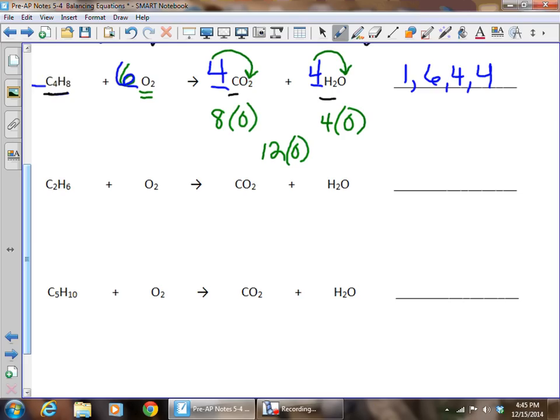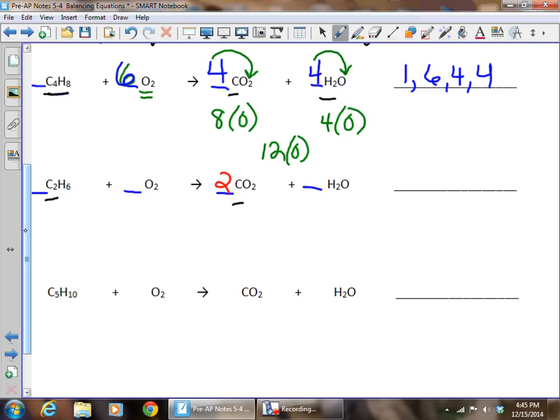Now there's a glitch that can happen in these problems. Let's look at the next one. We'll start out the same way. Carbon first, then hydrogen. So it looks like we've got 2 carbons over on the left, but only 1 carbon on the right. So the first thing we're going to do is to put a 2 in front of that CO2. And that's going to give us 2 carbons.